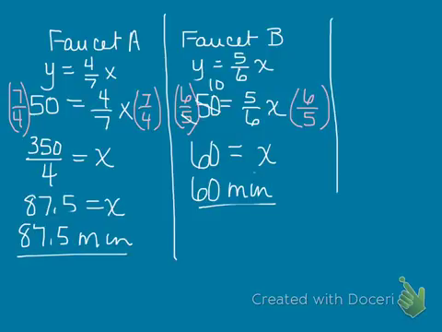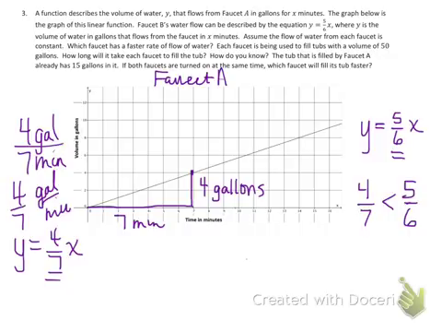All right, so we've got one more calculation to make here. And that's how fast the faucet can fill the tub if it already has some water in it. So let's go back and look at that. The tub that is filled by faucet A already has 15 gallons in it. So if both faucets are turned on at the same time, which faucet will fill its tub faster?